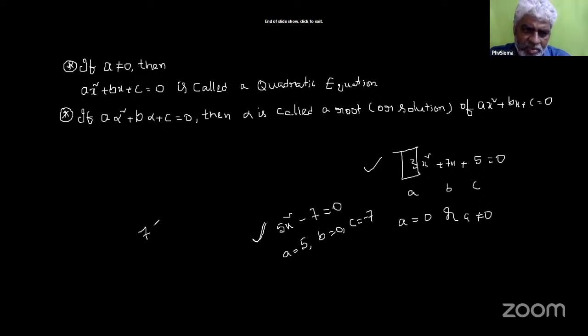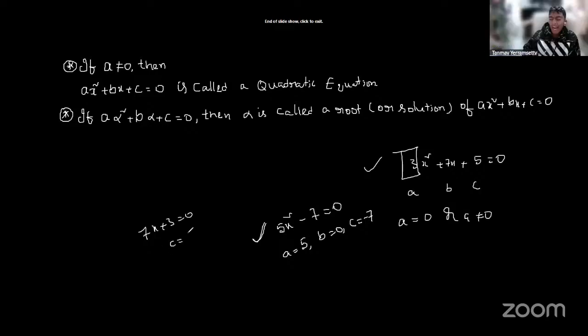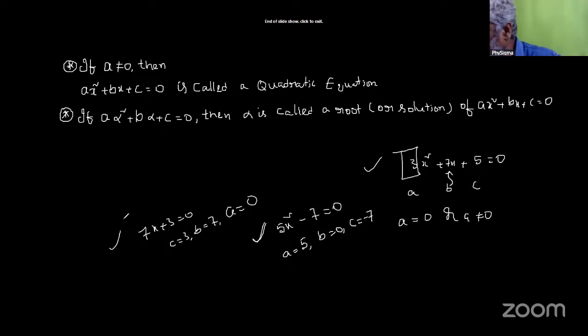For example, if we take 7x plus 3 is equal to 0, what is the value of c? 3. What is the value of b? What do you mean by b? b is nothing but the x coefficient, so b is equal to 7. What's the value of a? 0. Can we call it a quadratic equation or not? No, because the x square coefficient, that is a, is equal to 0, right?